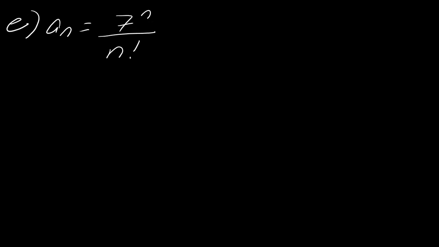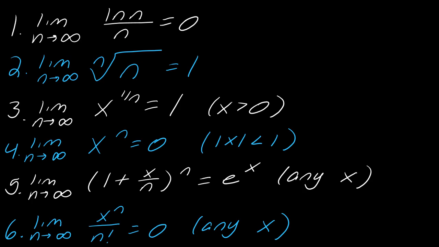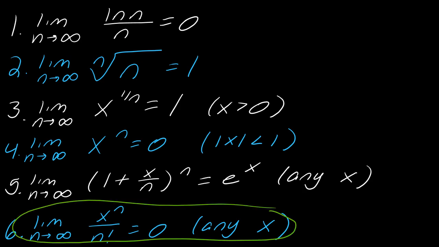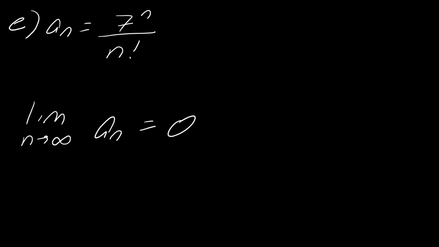Okay, and for my last one, I have a sub n equals 7 to the n over n factorial. So as I look through this list here, this really mimics the last limit, in this case 7 to the n over n factorial. So I know then that this one is just going to equal 0. Okay, so that is just a quick overview of some commonly occurring limits that you can just bust out.